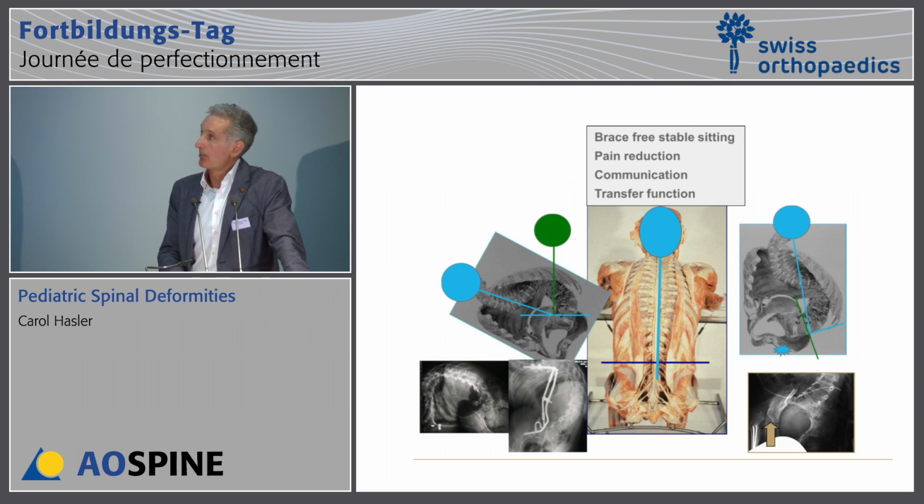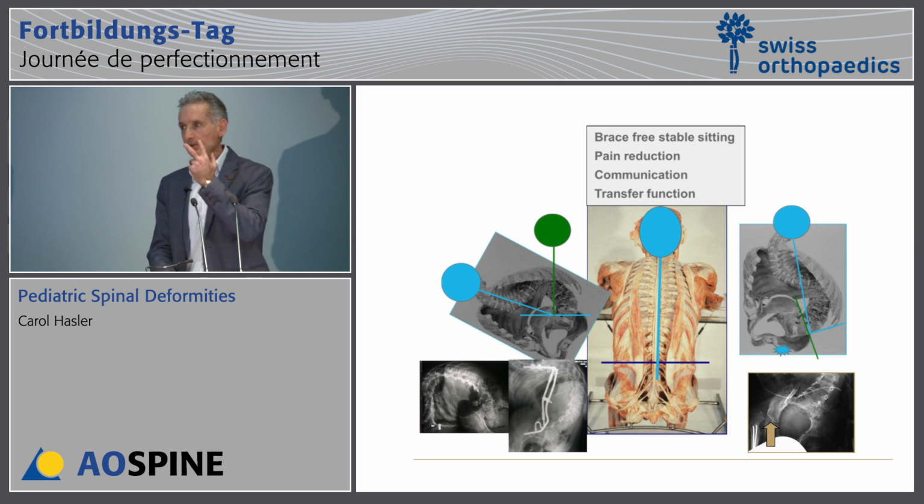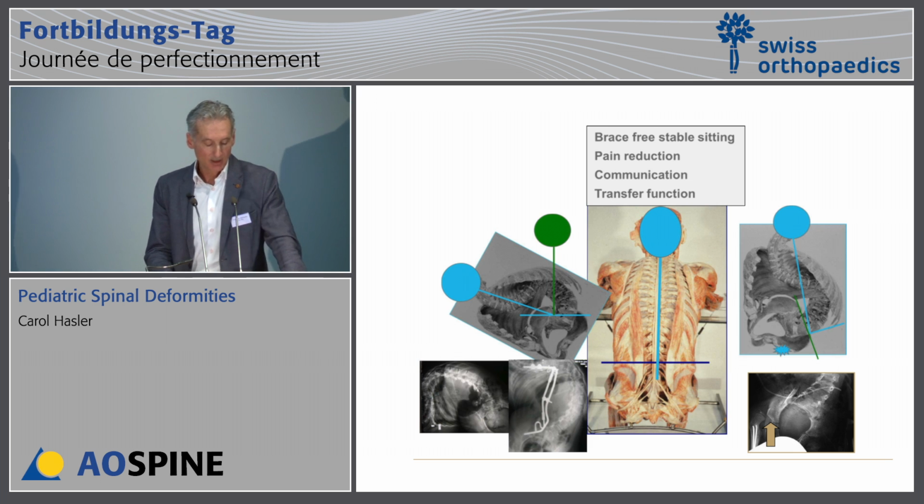And the goal is brace-free, stable sitting, pain reduction, and to also enable the patient to communicate again. If they have a severe deformity, they fall forward, they lose eye contact, and they lose the last resort of communication. And with a stable upright spine, also transfer functions are easier for those patients.